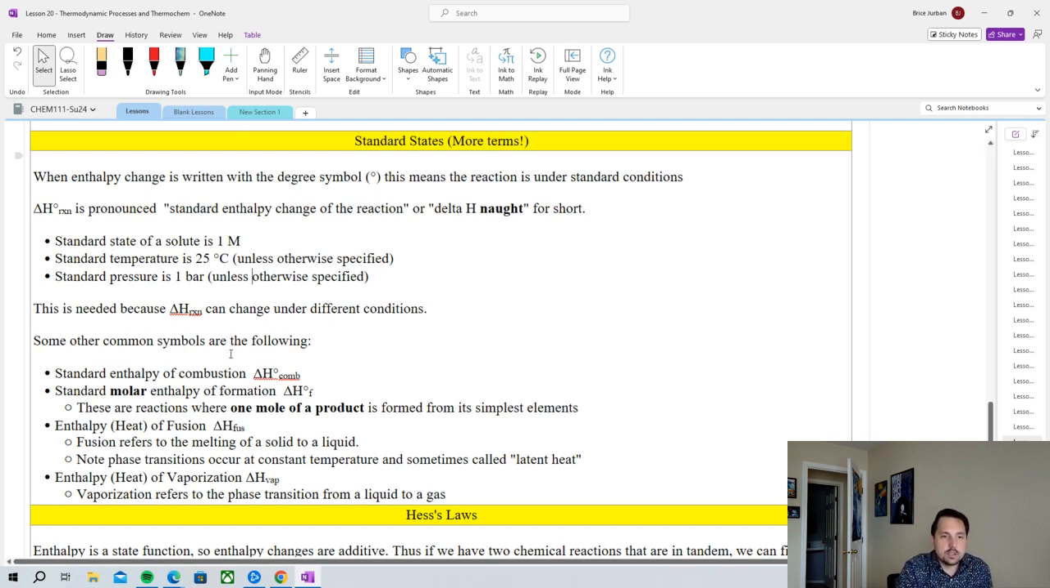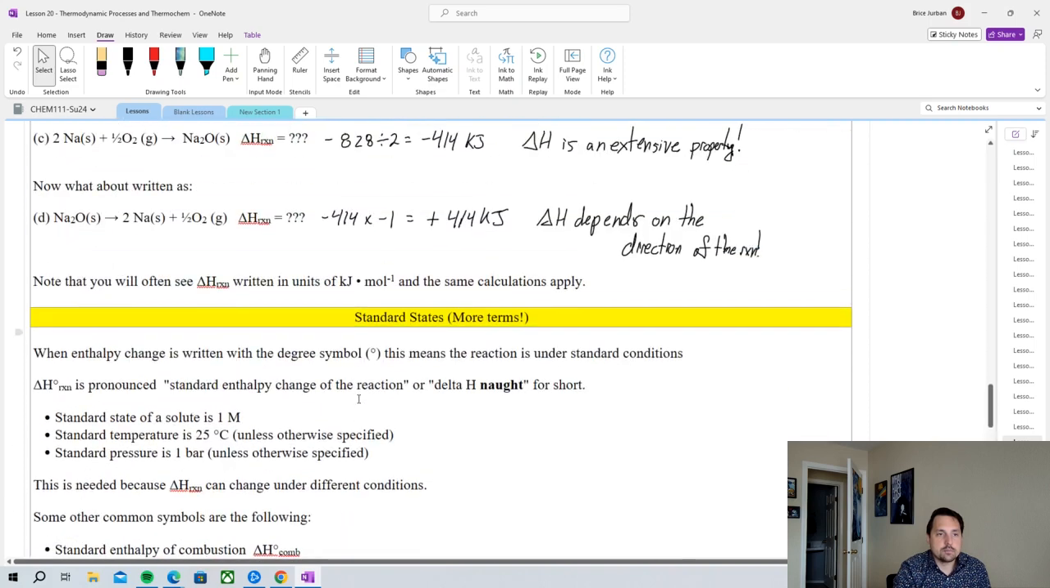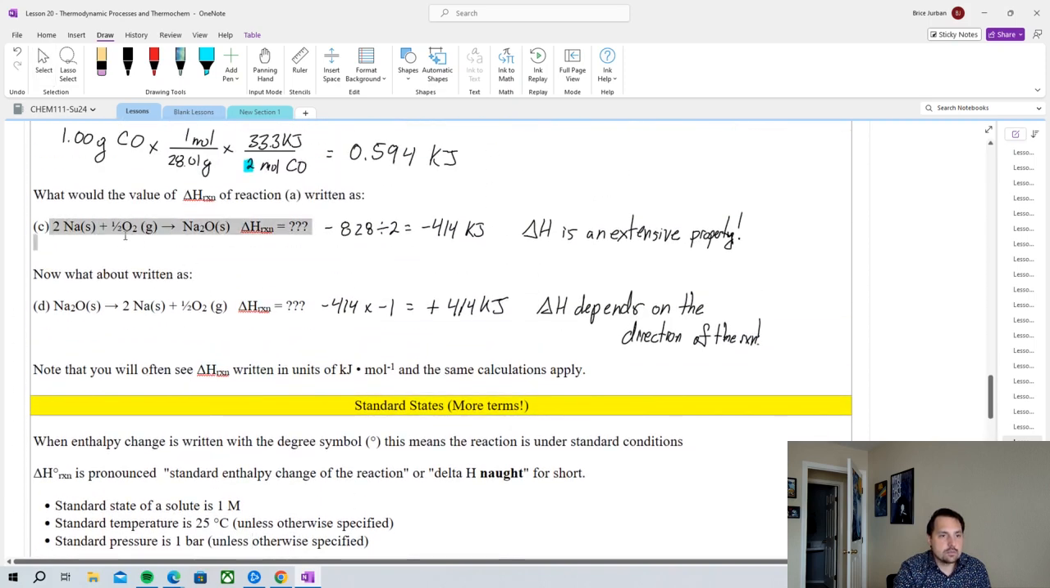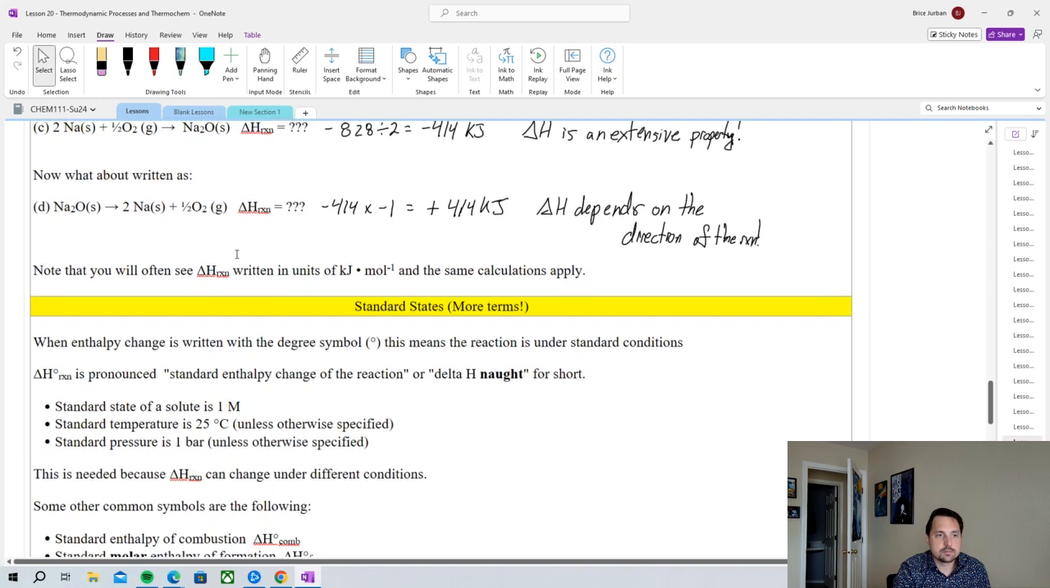All right, some other common symbols that we're going to be seeing are the standard enthalpy of a combustion reaction. So any reaction that combusts will sometimes be written that way. The standard molar enthalpy of formation, which we'll talk about in the next lesson. These are reactions when we have 1 mole of a product that's formed from its simplest elements. So that would be like this reaction. This could be written as a delta H of formation reaction because it's 1 mole of sodium oxide from its simplest elements, which would be sodium and oxygen.